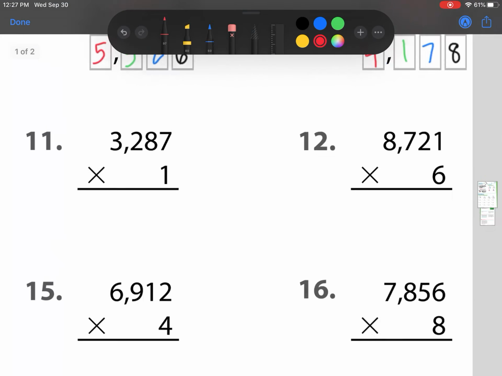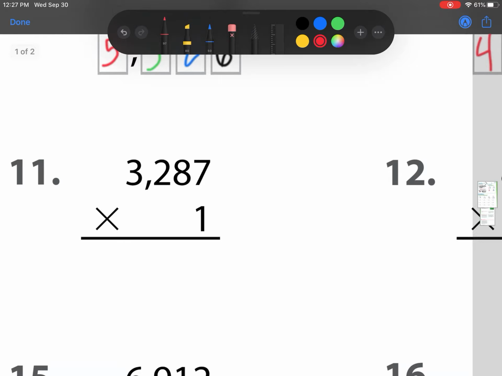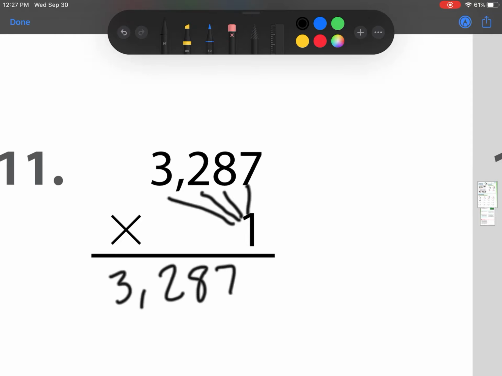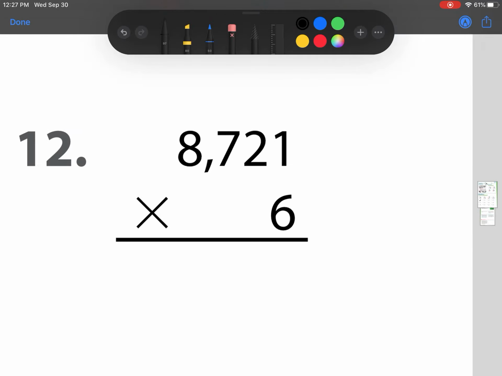We have 3 more rows. There's lots of practice here because this is going to be a skill we're going to use for the rest of the year. What's nice about this one is it's going to be the exact same answer because 1 times anything is always the same.